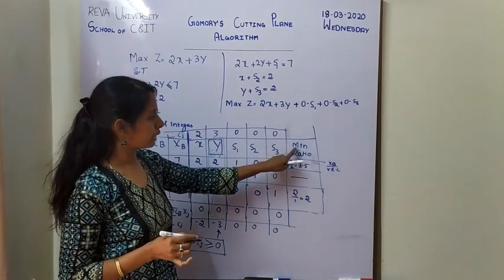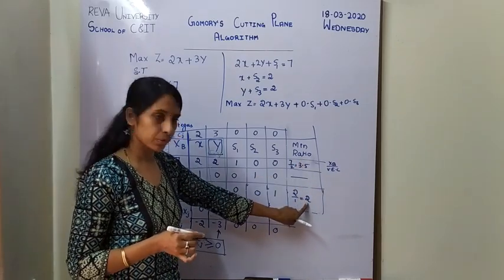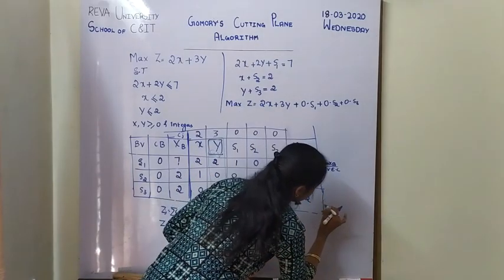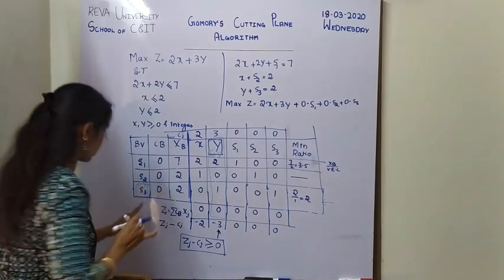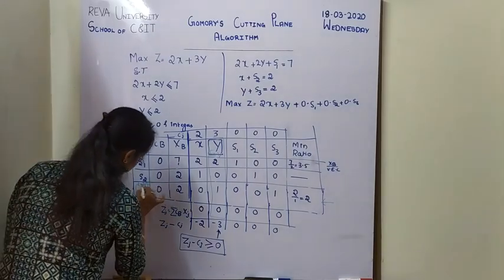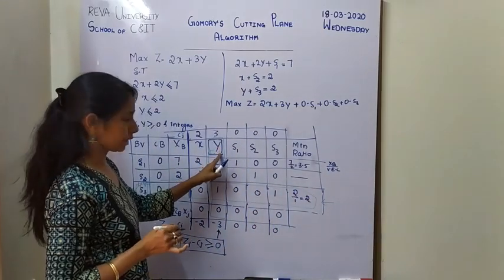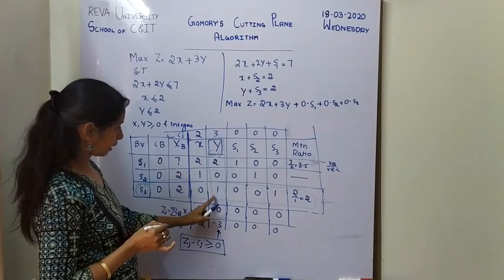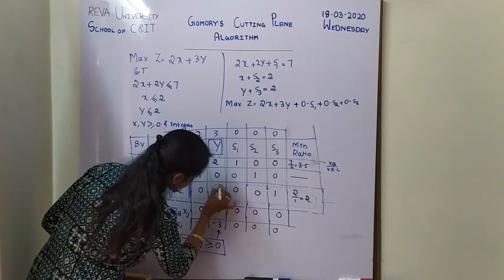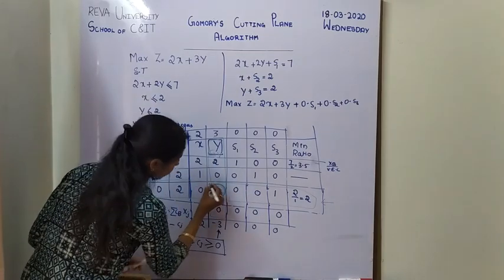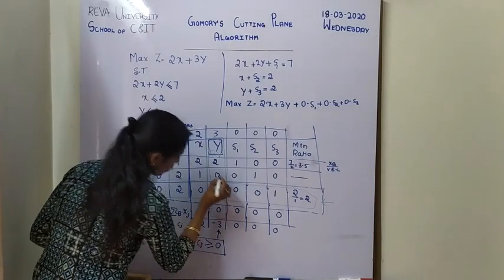As the name itself indicates, it's a minimum ratio, which is the minimum among 3.5 and 2. So, 2. This is considered your leaving variable, so I will mark this one as the leaving variable. This is the entering variable, and wherever the leaving variable row and the entering variable column coincide, this is called the pivot value. This is called pivot 1.